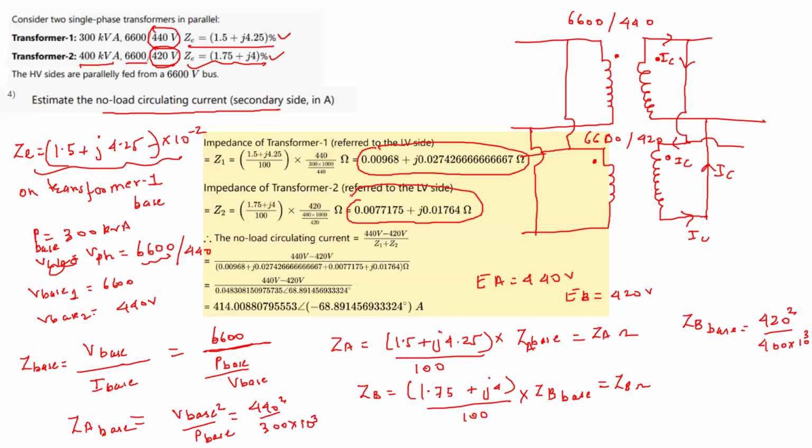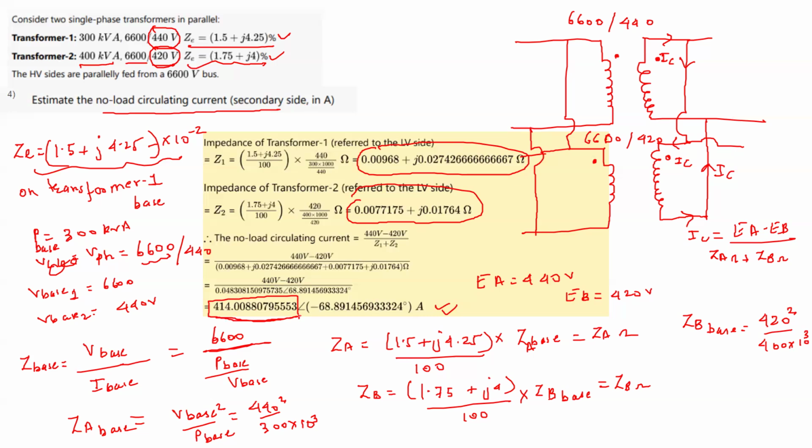Now, as per the circulating current formula, this is EA minus EB divided by ZA ohm plus ZB ohm. If you do that, you can get the current. Whenever they ask in this way in ampere, they are asking for the RMS value. So in the answer, if it is a numerical type question, you have to enter the RMS value. Is there any doubt in this question?